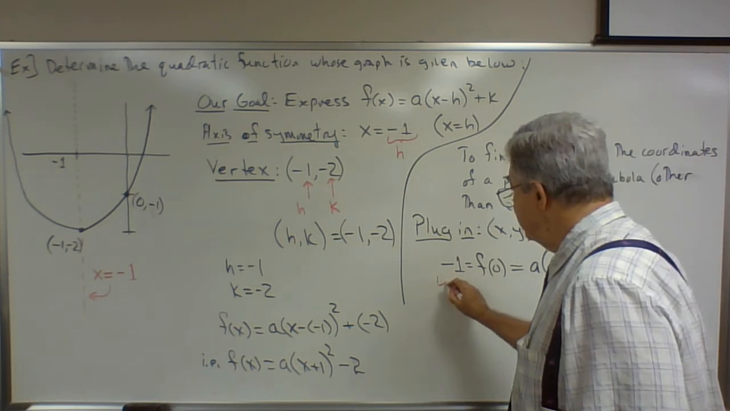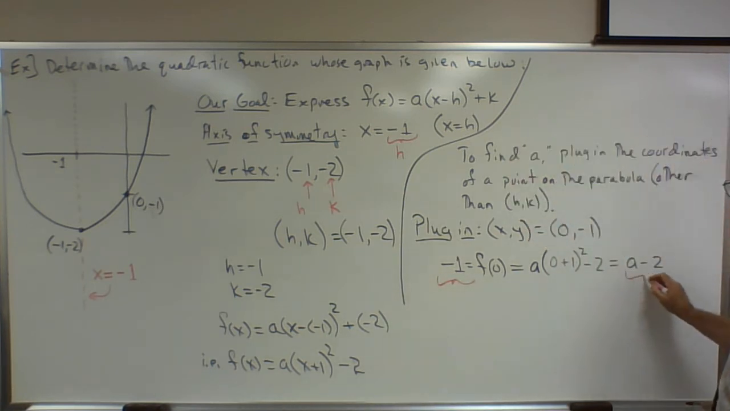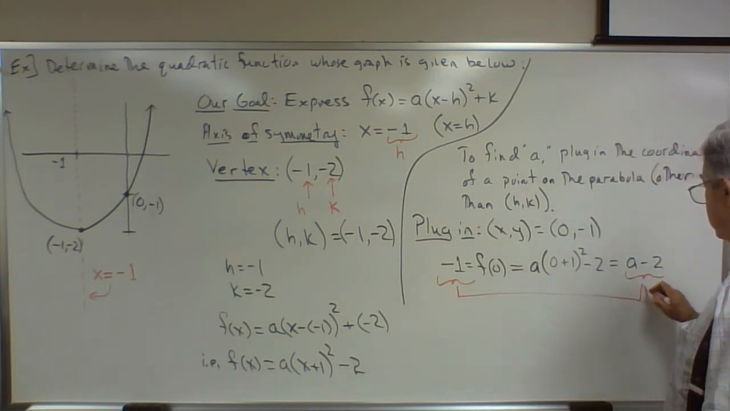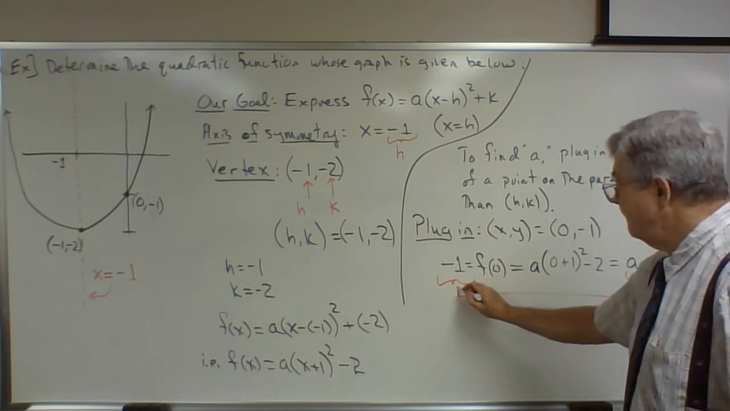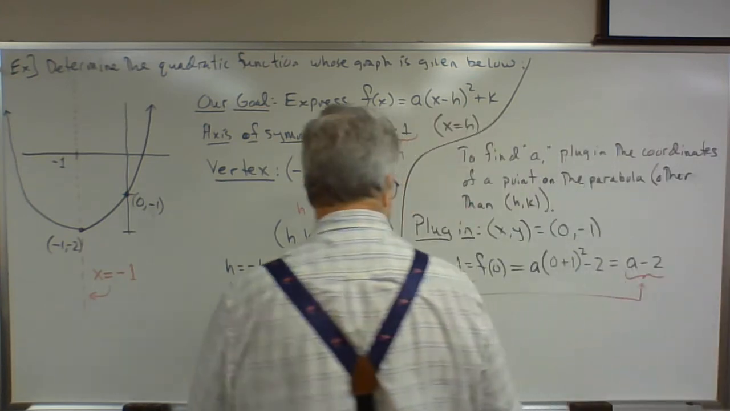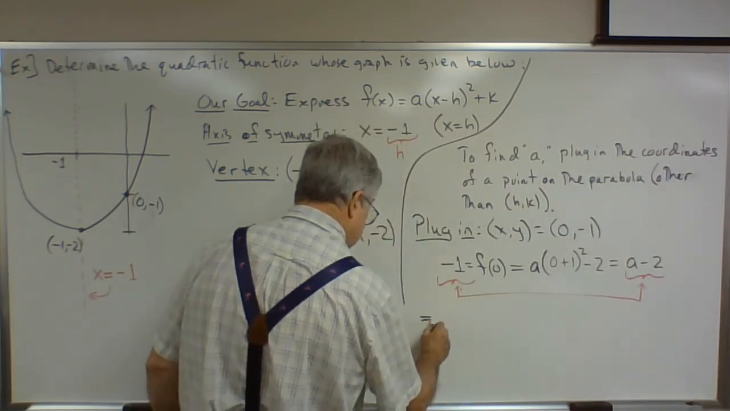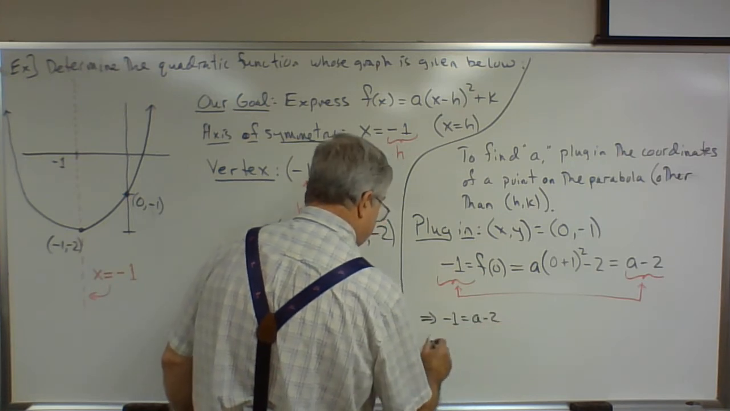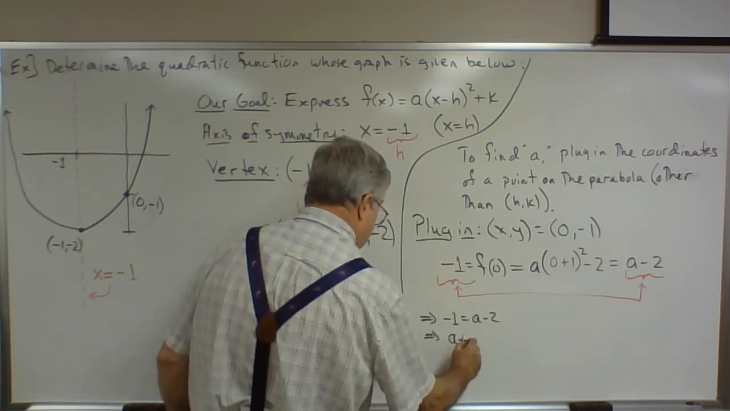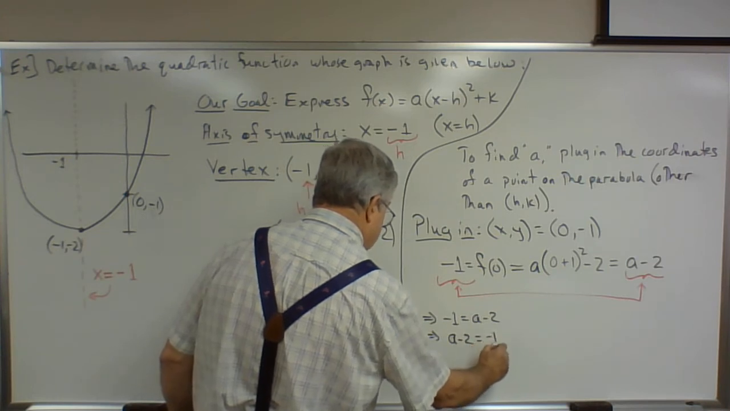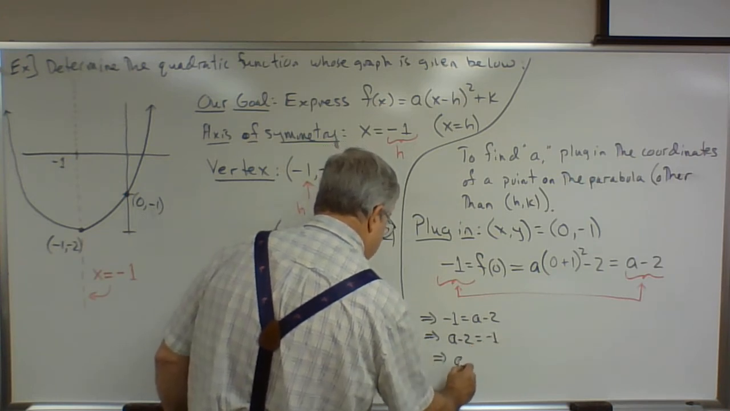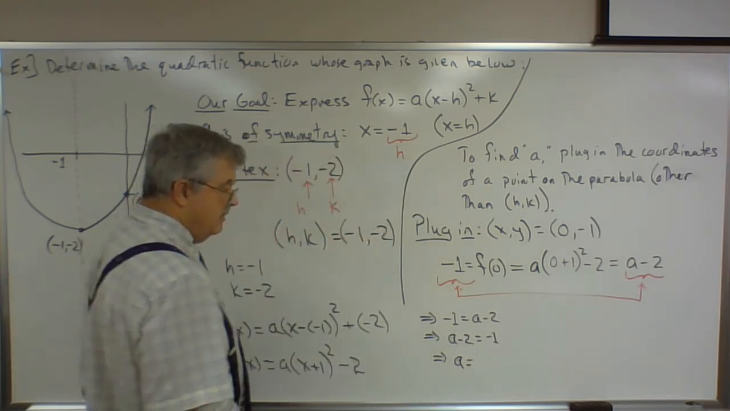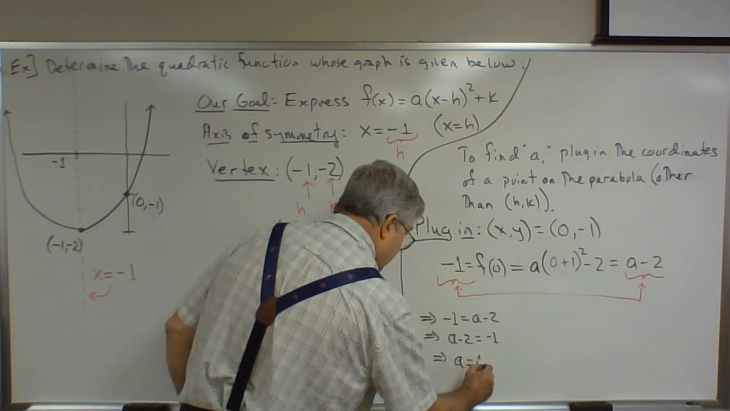We have -1 equals a minus 2. Or a minus 2 equals negative 1. And that means if we add 2 to both sides, we're going to get a equals 1.